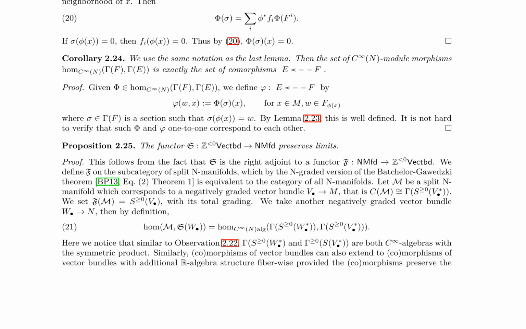The proof utilizes defining the functor F on the subcategory of split manifolds and employing the fact that the space of sections of a negatively graded vector bundle can be equipped with a C infinity algebra structure. Additionally, the authors note that morphisms of vector bundles can be extended to morphisms of vector bundles with additional algebra structure fiberwise, provided the morphisms preserve the algebra structure.